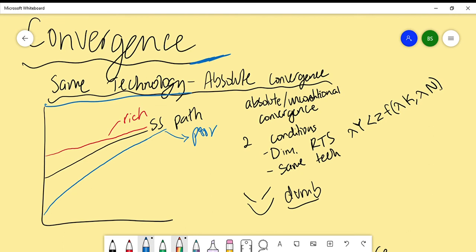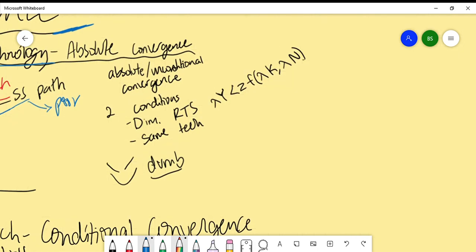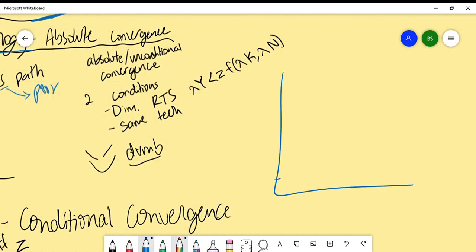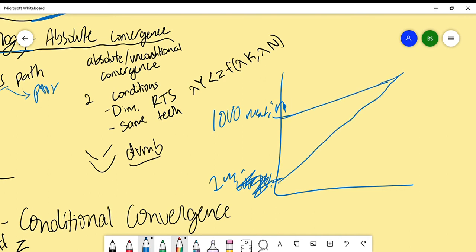That sounds off, because say one country has, I don't know, one machine, and another country has 1,000 machines, and they have the same growing technology, the same growing population. Oh wait, not the same growth rates. If they have the same population growth rates, technology growth rates, and same technology, they're going to end up meeting at some point.